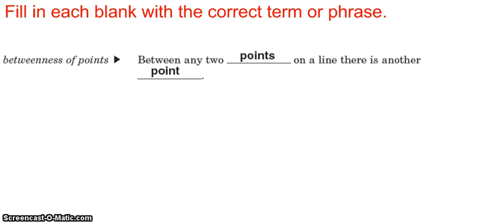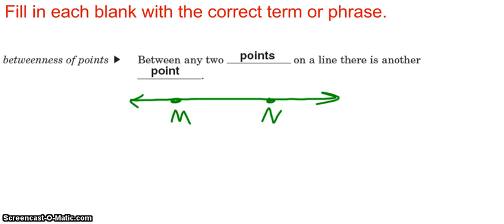So if we use this example of a line, and let's call it line MN, with betweenness of points, you'll always find another point between 2 other points. So I could put a point right here and call it A. A is between M and N. I can even put another point here and call it Z. That is between M and N. And actually it's between A and N as well.